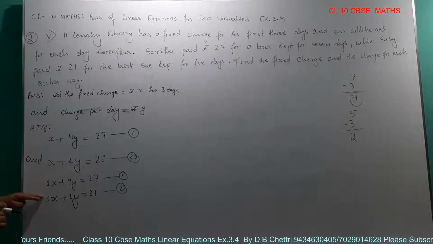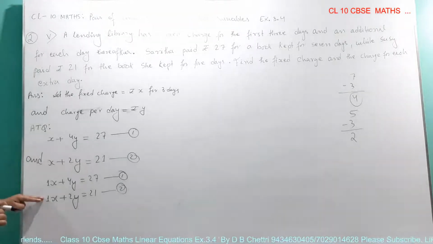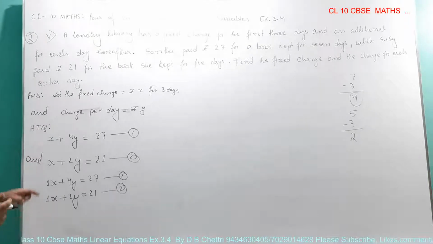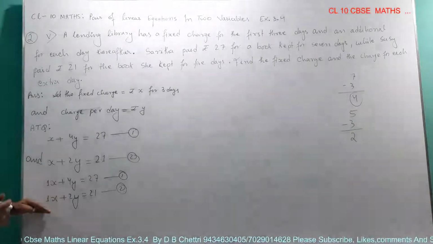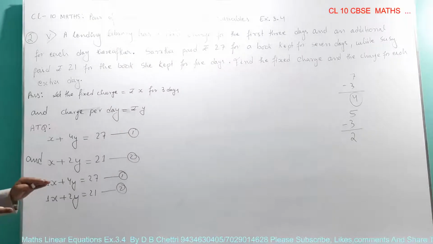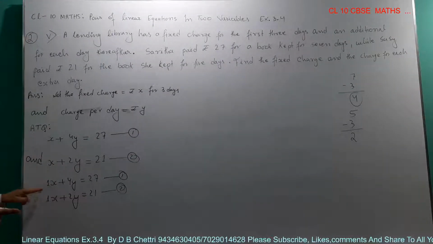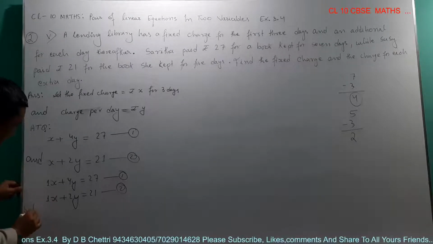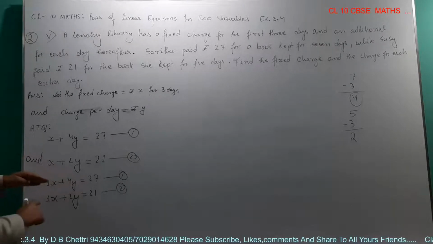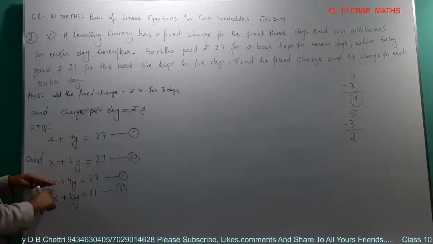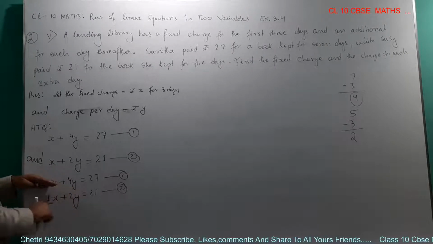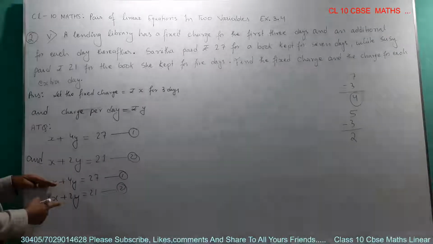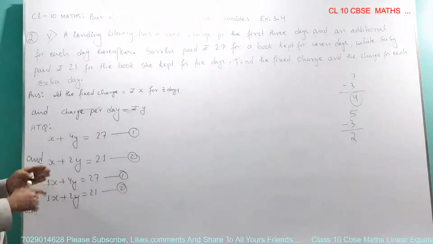Now check the signs. If the signs are the same, we need to subtract them to make 0. If the signs are different, add them to make 0. Now the signs are the same, which means we need to do subtraction. Let's write the subtraction, and after writing it, please change the sign of the second equation, not the first equation. Whatever sign is in the second equation, change it to the opposite sign. If there is plus, make it minus. If there is minus, make it plus.